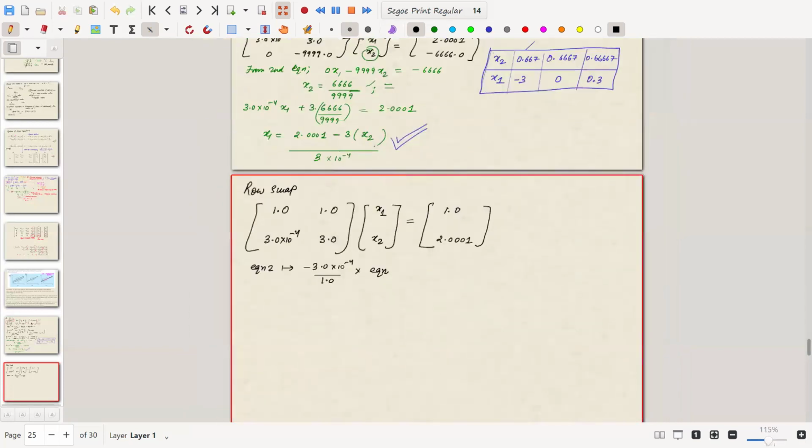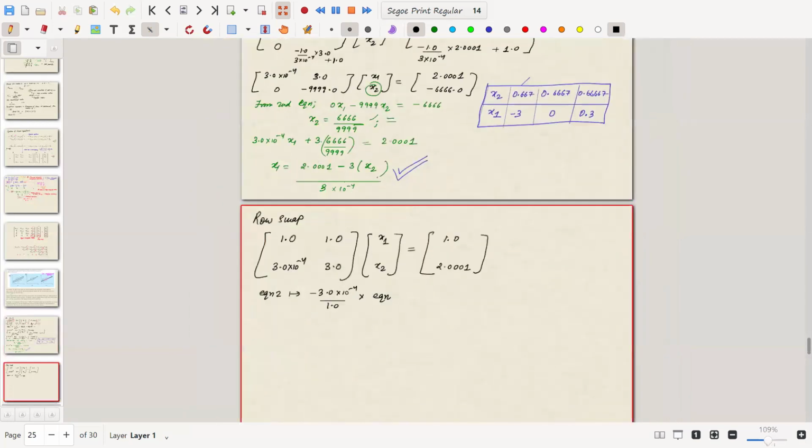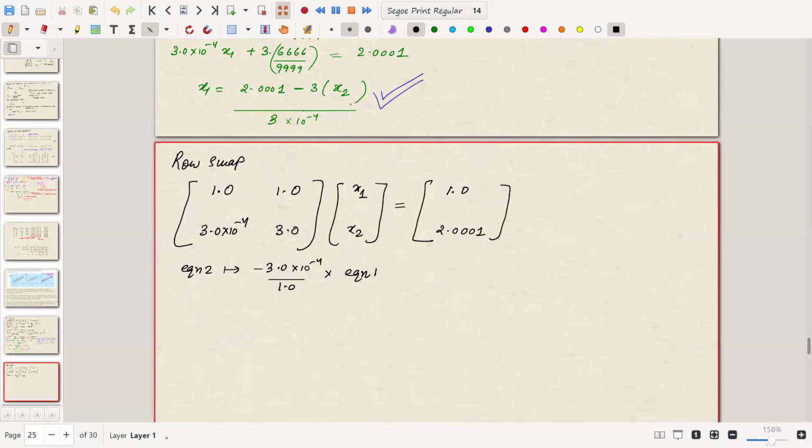What we have done here? Equation 1 plus equation 2. Same thing we are doing. And the same way, I suggest you try this. If you do this process, you will get to this form.